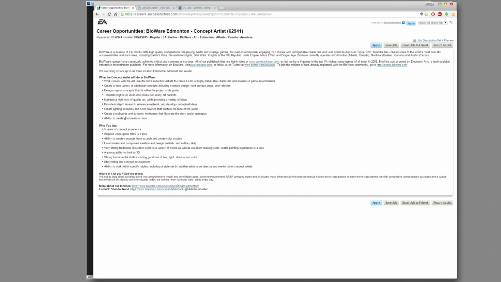Okay, notice they use the word create twice, not draw, create stuff. They want you to know how to do storyboarding. They want you to know how to do composition, which are keyframes, right? They want you to illustrate stories. What that is: know exactly what's going on in this IP and use your drawings to tell that story. Pretty hard stuff. And lastly, they put ability to create photorealistic work.